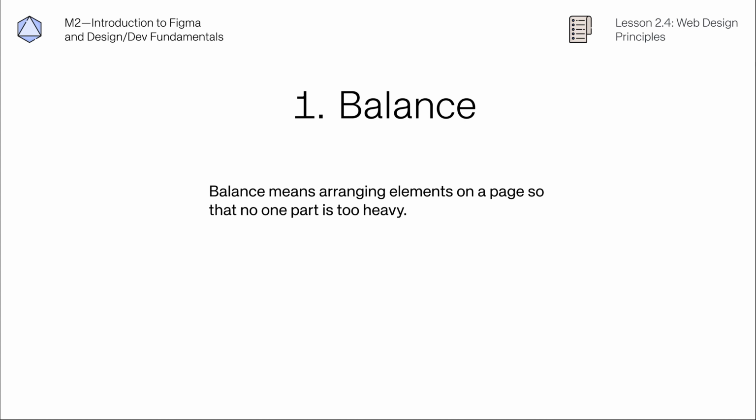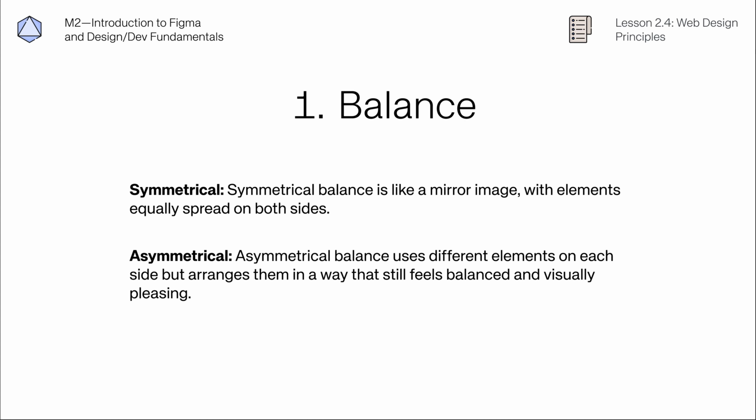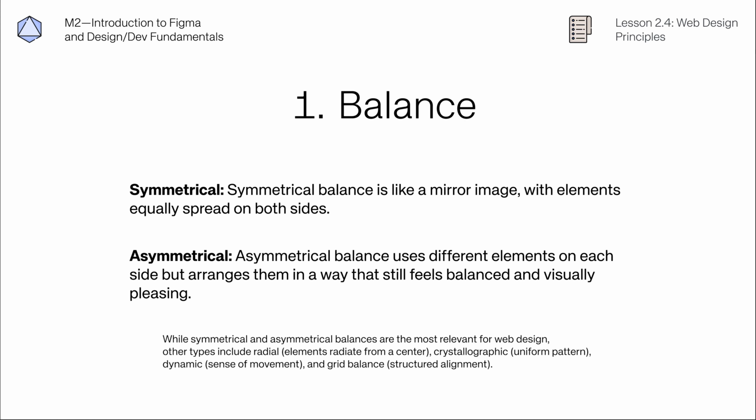There are 14 main principles, and we will start with balance. Balance means arranging elements on a page so that no one part is too heavy. And we have two types of symmetry, symmetrical and asymmetrical. Symmetrical balance is like a mirror image, with elements equally spread on both sides. Asymmetrical balance uses different elements on each side, but arranges them in a way that still feels balanced and visually pleasing.